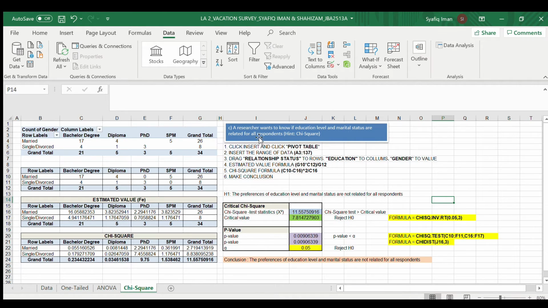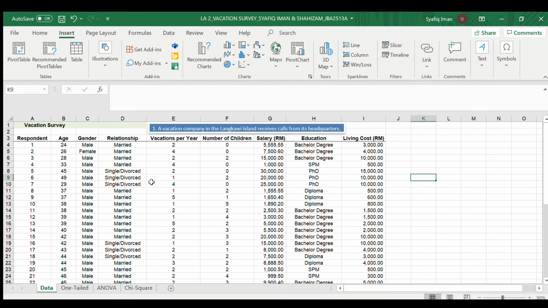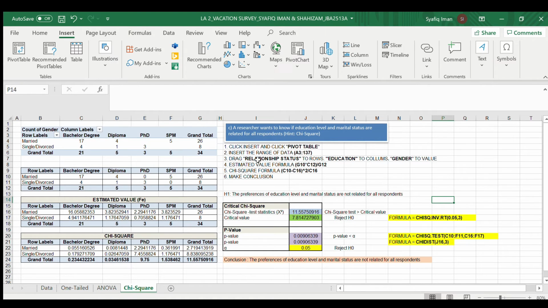For the last question, a researcher wants to know if education level and marital status are related for all respondents. Hint is chi-square. Okay, first you need to click the insert and click the pivot table. Then insert the range of data A3 until I37. This data vacation survey. Then you need to drag the relationship status to row, education to column, gender to value. The estimate value formula is G10 multiplied by C12 divided by G12. So you will get the estimate.